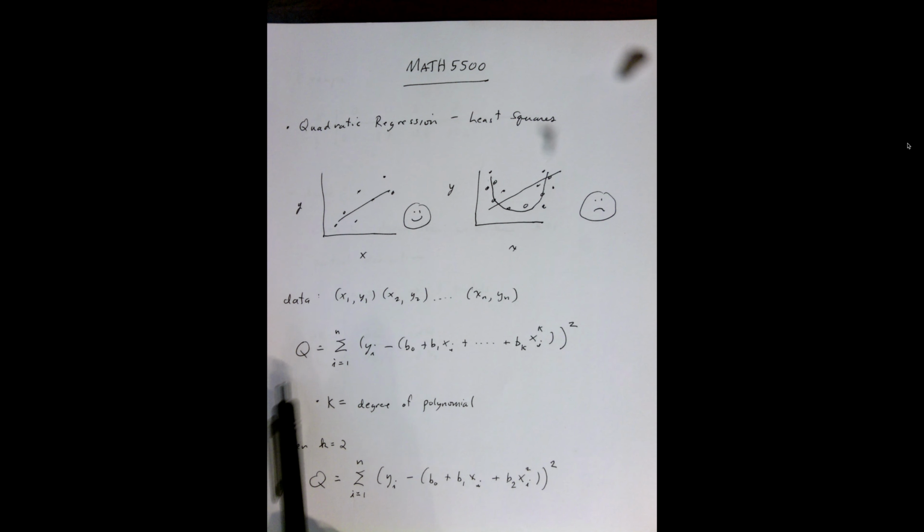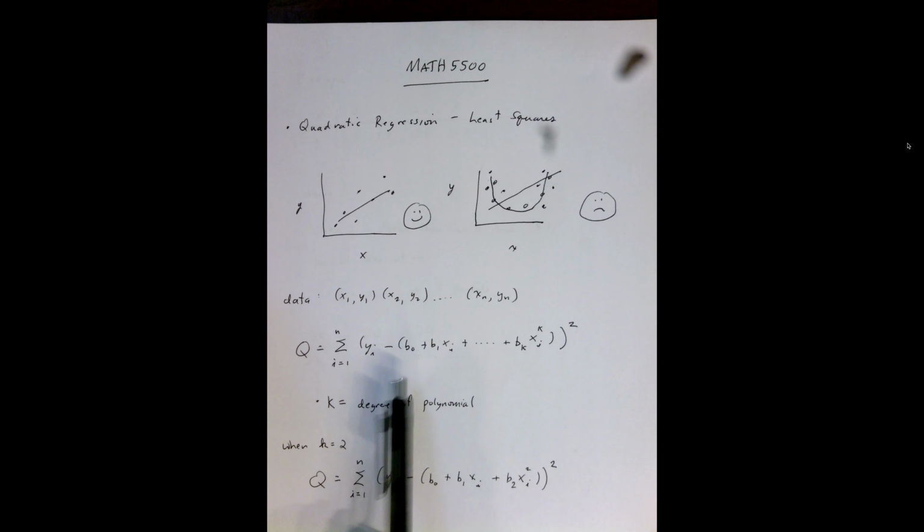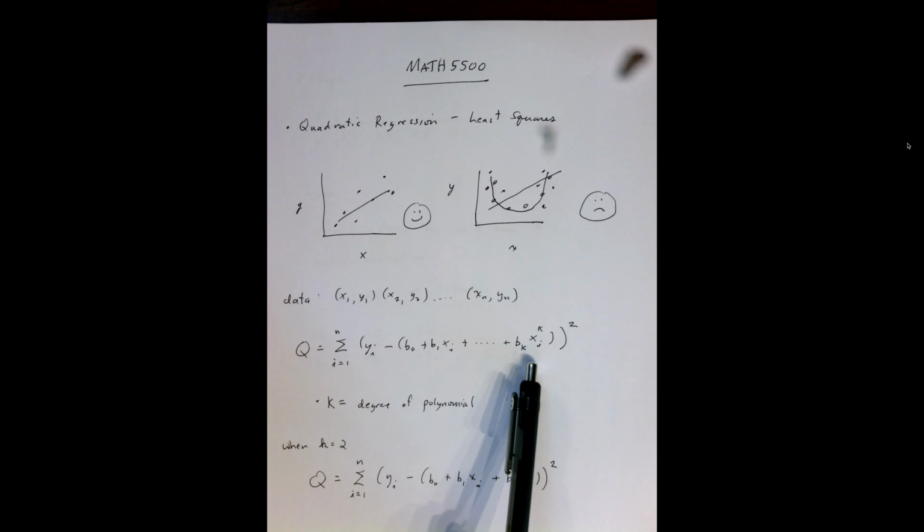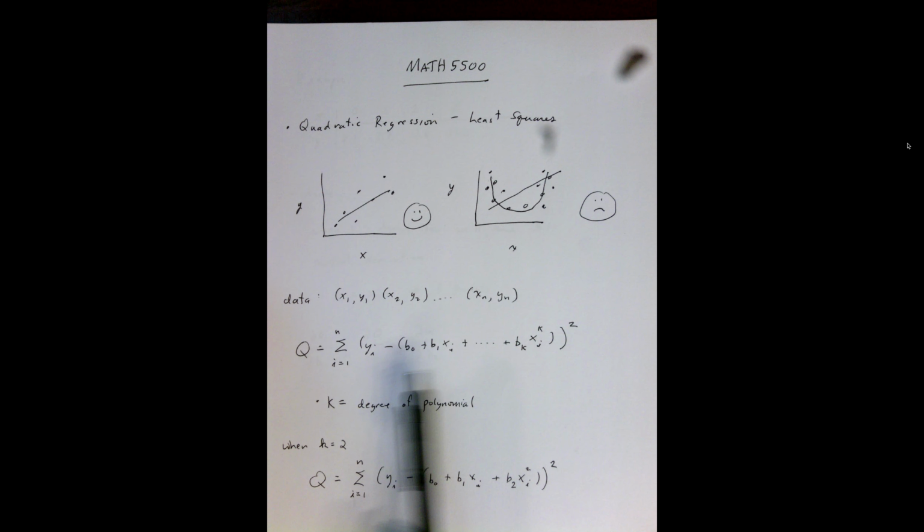So the form we have, again, establish Q. The only difference here, we're looking at the general form, where we're not looking at just the b0 plus b1 x sub i, but we have additional terms, where k is the degree of the polynomial. The focus of this video is to take a look when k is equal to 2. So take a look at quadratic regression using the least squares approach.